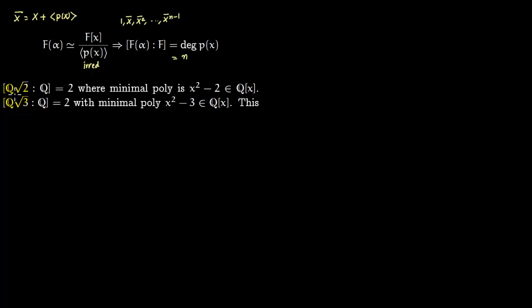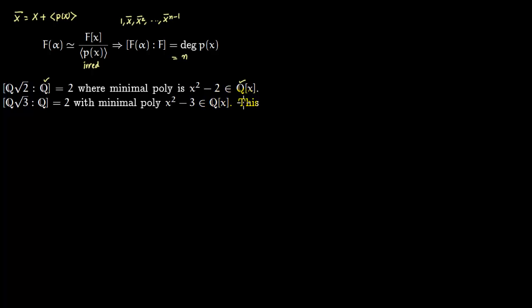Say for example, the degree of extension of Q(root 2) over Q is 2, where the minimal polynomial is x square minus 2, which lies over Q. So this Q and this Q. Again, if you adjoin square root of 3 to the rationals, the degree over the rationals again is 2. Again your minimal polynomial is x square minus 3 over the rationals.